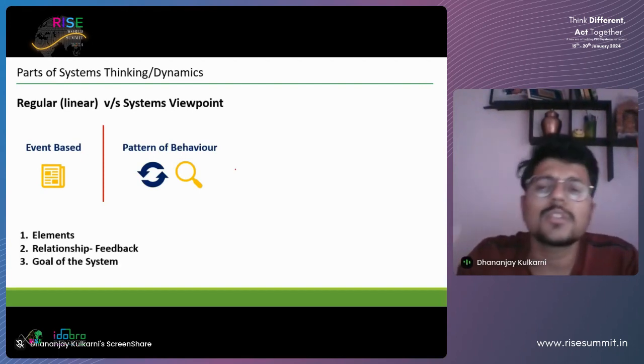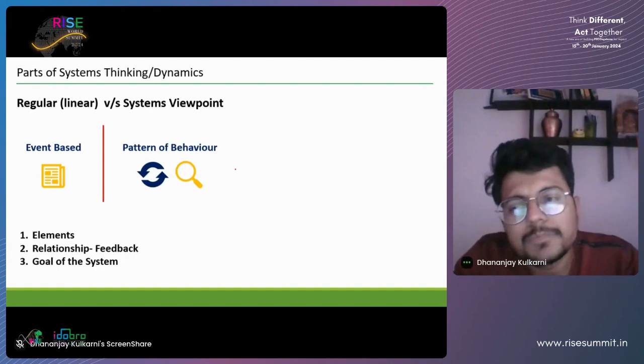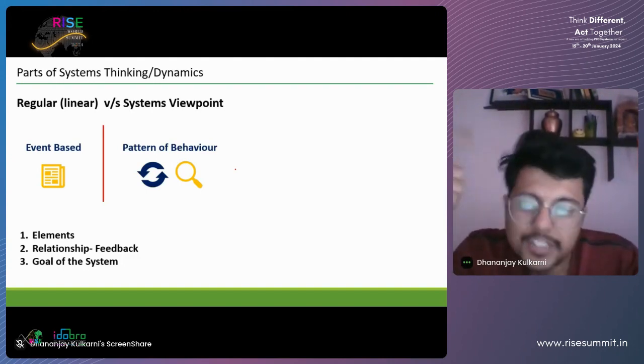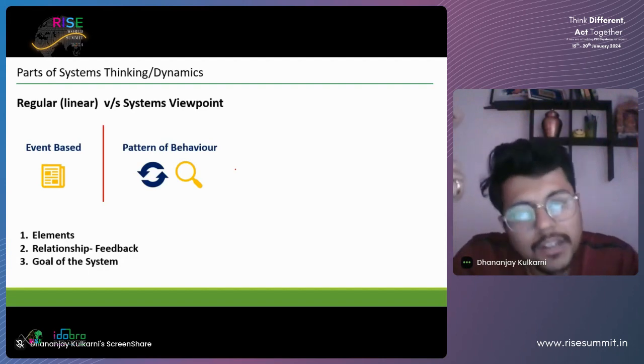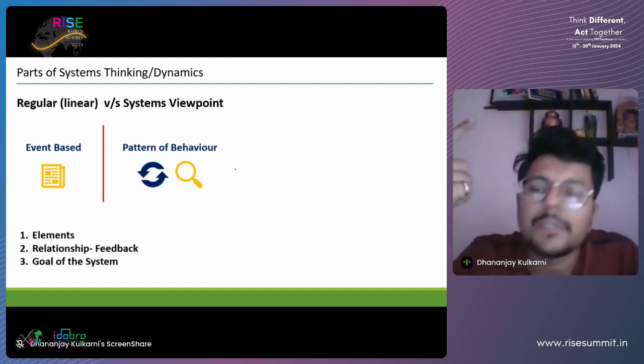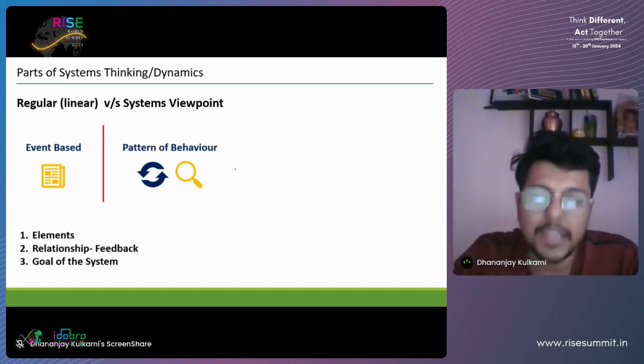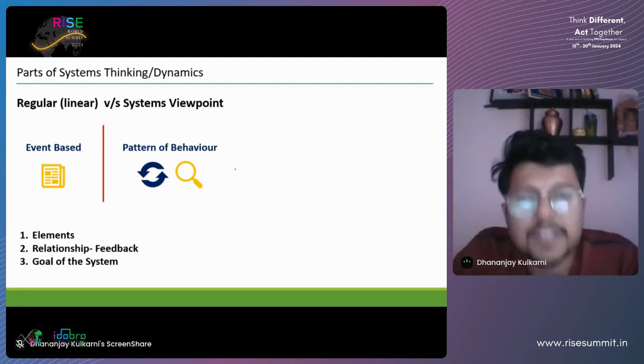As we have seen, there are three important parts of a system: different elements, the relationships between them, how they are interacting with each other, and that's how the feedback is generated. And third, there is a particular goal of the system that the entire system is trying to accomplish, right?